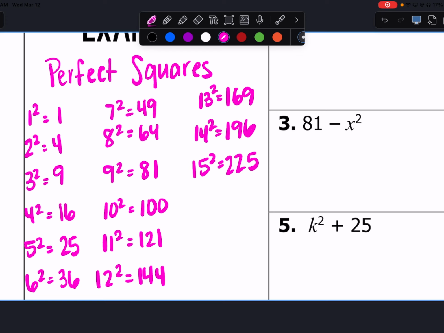Now, in addition to numbers as perfect squares, we're also going to put a few variable perfect squares on here.